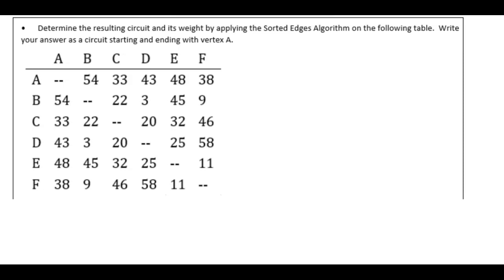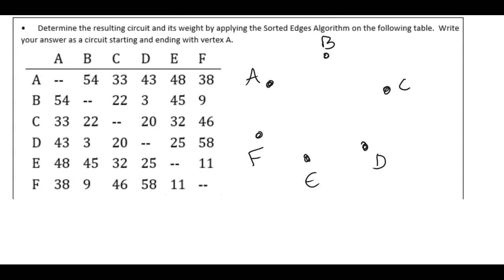Determine the resulting circuit and its weight by applying the sorted edges algorithm on the following table. Write your answer as a circuit starting and ending with vertex A. All right, so we have a total of 1, 2, 3, 4, 5, 6 vertices. So let's create an empty graph with 6 dots on it. Like that. They don't have to be equal distance as long as you have them labeled. I'll start here, A, B, C, D, E, F.